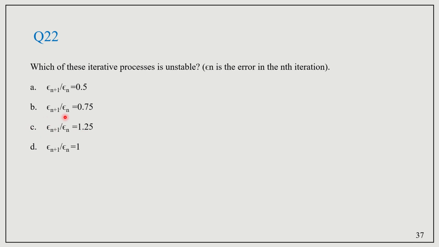Error in the n plus 1th time step is greater than the error in the nth time step by 1.25 times. So it is an unstable process. Which of these iterative processes is unstable? Option C is the right answer. Option C, epsilon n plus 1 divided by epsilon n equal to 1.25.